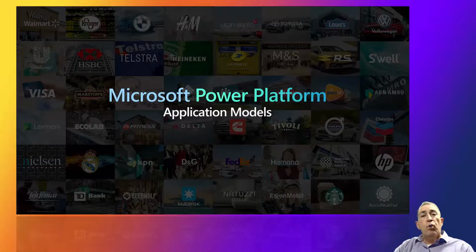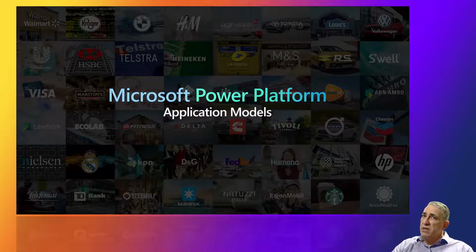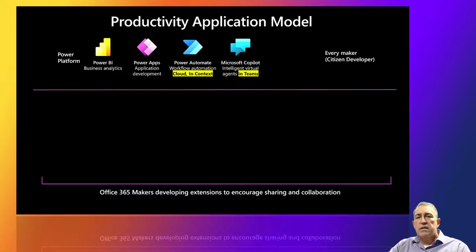There are two primary application models used when building Microsoft Power Platform applications. One is the productivity application model, which focuses on extending Office 365. The other is in building enterprise applications that may have previously been built entirely using pro-code tools. Citizen developers with Microsoft 365 licenses can build applications using the productivity application model using a myriad of services.